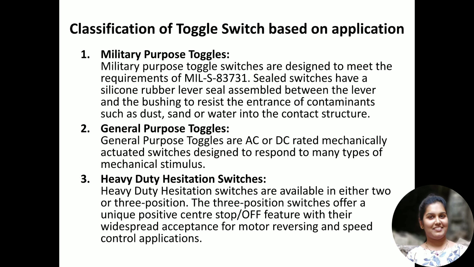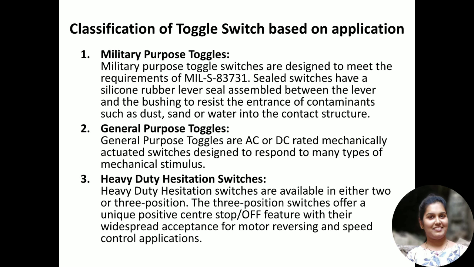speed control appliances. Initially, I was telling you that toggle switches will have two positions, like on position and off position. This is a basic version of toggle switch. But for a toggle switch, we can have more than 2 contact terminals. Like in the case of heavy duty hesitation switches, we may have more than 2 contact positions.